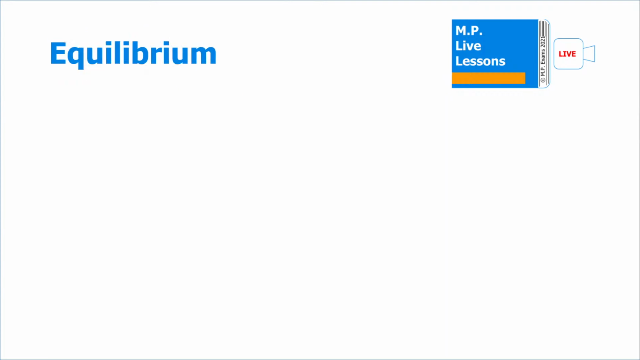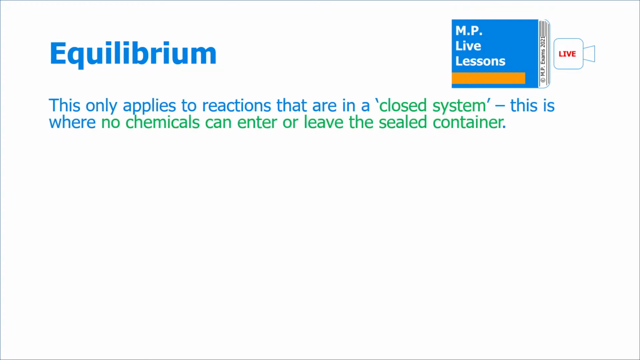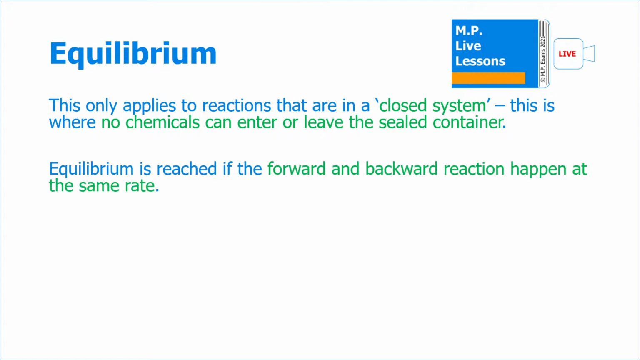Now, as a result, since you have reversible reactions, you have a point called equilibrium. Equilibrium, if you're familiar with the word, is where something is balanced. So this only happens in a closed system. So reactions, reversible ones, in a closed system. This is where particles or any reactants or products can't get in or out. Now, equilibrium is reached if the forward and backward reaction happen at the same rate. So at the same time, reactants make the products and the products make reactants.